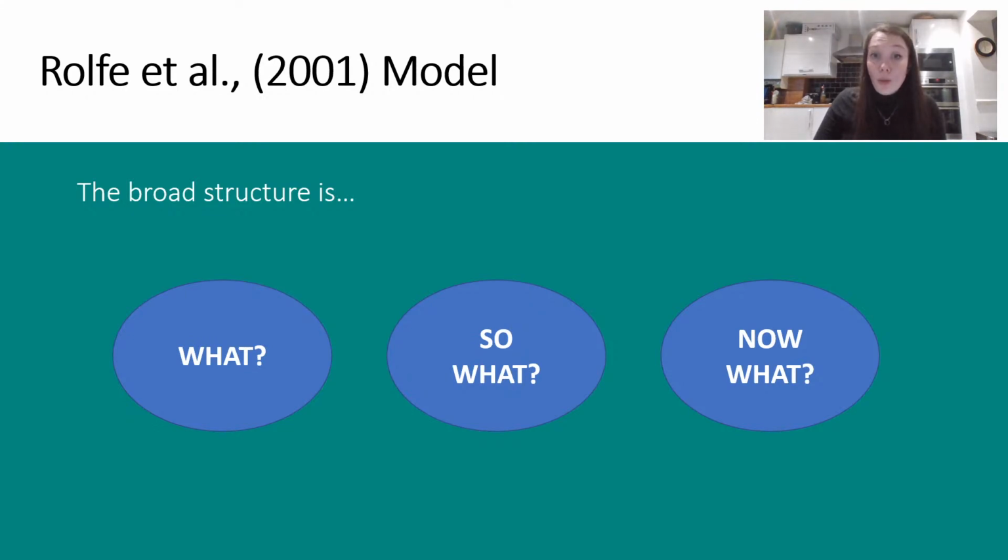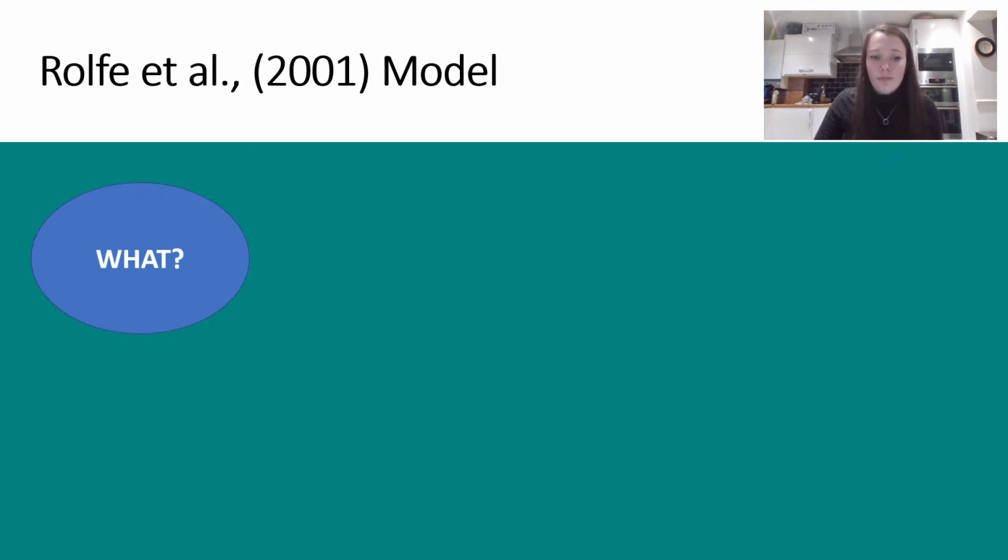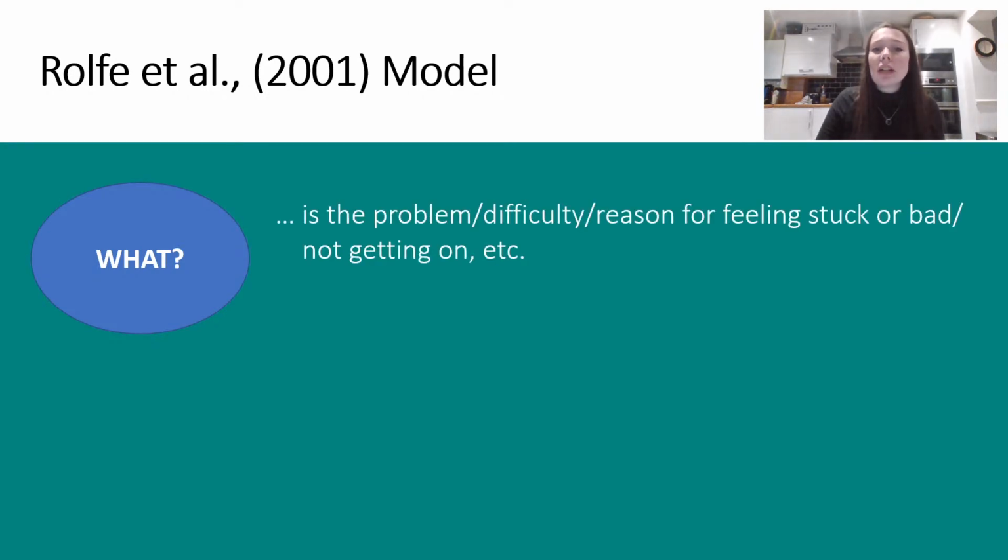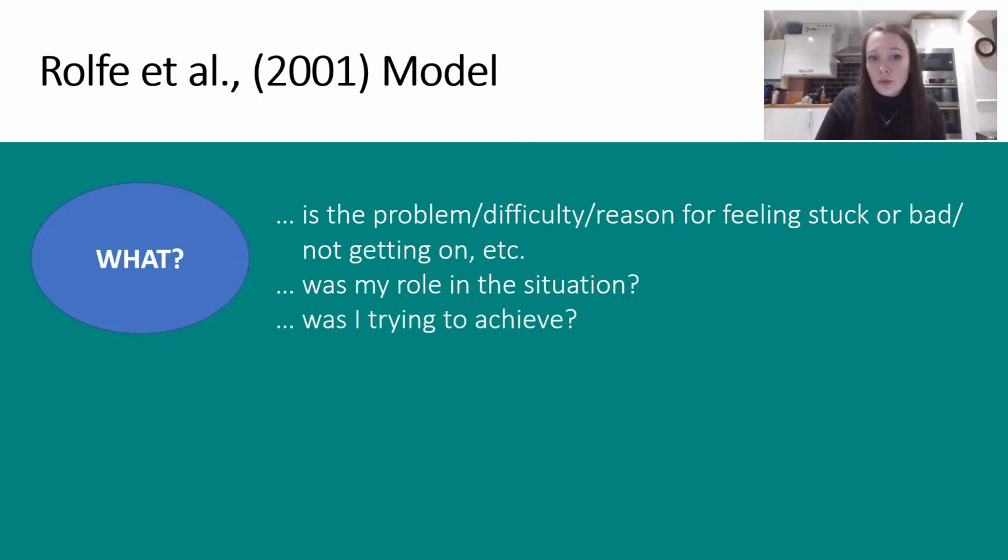Let's start by looking at the what then. All of the questions start with what, as you might imagine, in this category. What is the problem or the difficulty or the reason for feeling stuck or feeling bad, not getting on? What is the core issue here? It's prompting you to give a description of that problem. What was my role in the situation? What was I trying to achieve in the situation? What actions did I take?